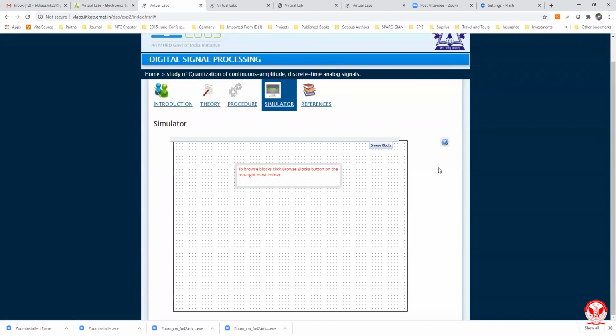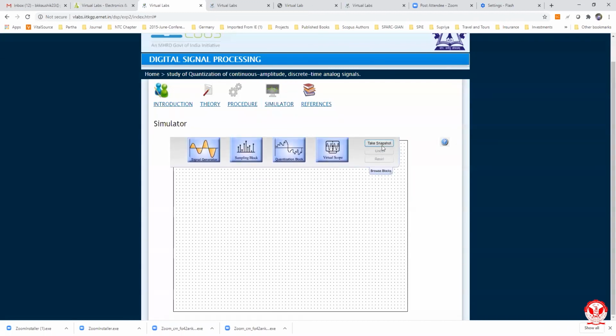Again we will proceed in the same fashion. We have to go through the browse block button. We click the browse block button. Now a window pops up here that consists of 4 blocks. The first is the signal generator. The second one is the sampling block.